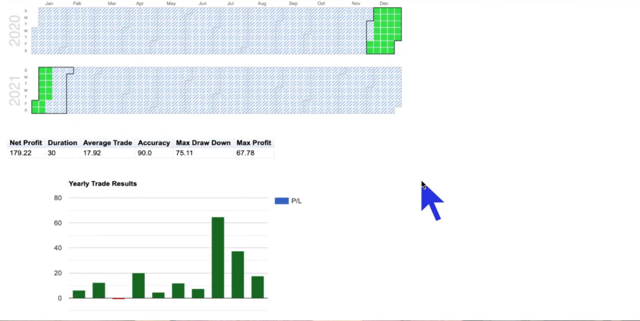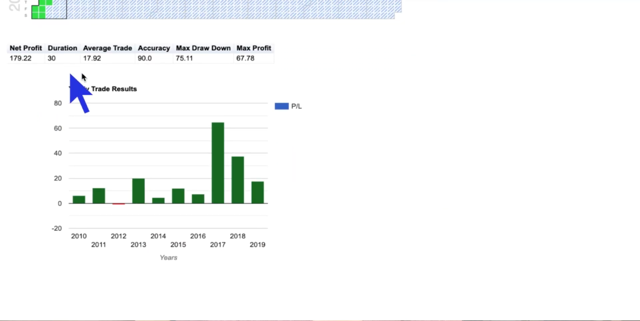If I scroll down, I get a little bit of information on this, and I see this is actually maxing out. Its drawdown, the profit ratio is 75 to 67. That's not a big deal when you look at this chart here. I'll talk about it in a moment. But a 30-day average trade ends up making just under $18 per share on average. And back in 2010, we had a $5.82 move during the pattern.